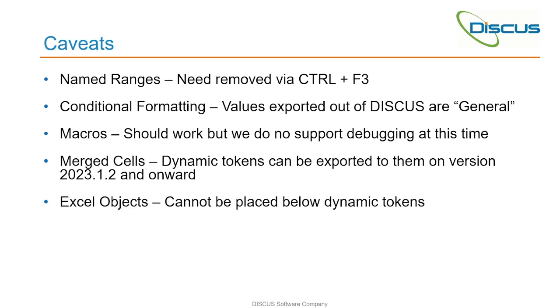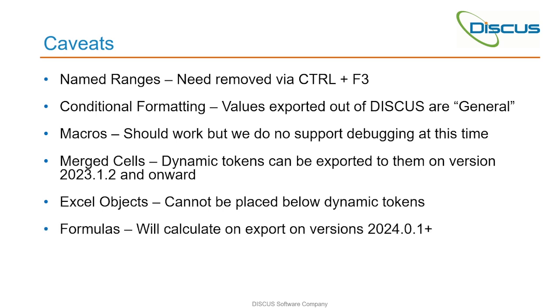Next, we have Excel objects. These are checkboxes, shapes, images, and other things you can insert via Excel. These cannot be placed below dynamic tokens. Dynamic tokens, when they print, add multiple rows, but they do not push these objects downward.